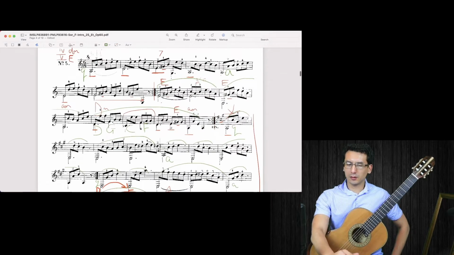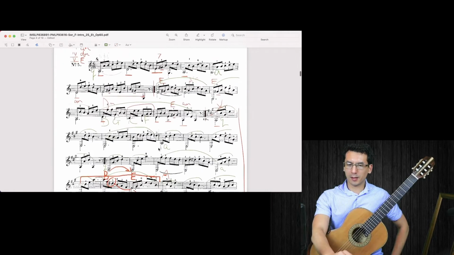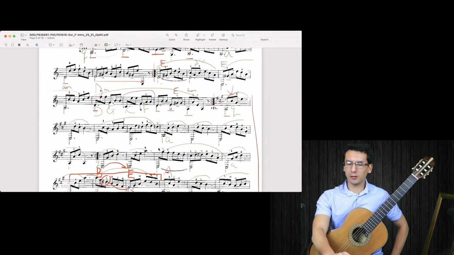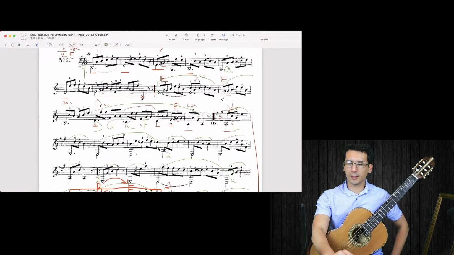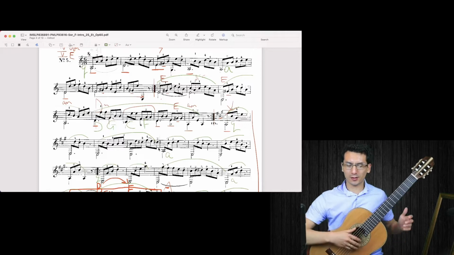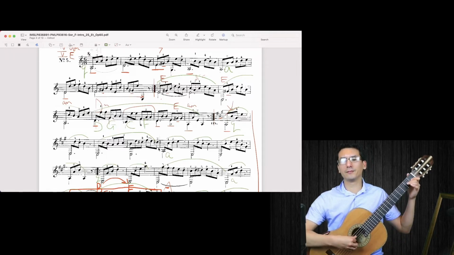Let's take a look at this beautiful study. I'll start by playing the study for you, and then we'll dive into all the structures that Saw is using.